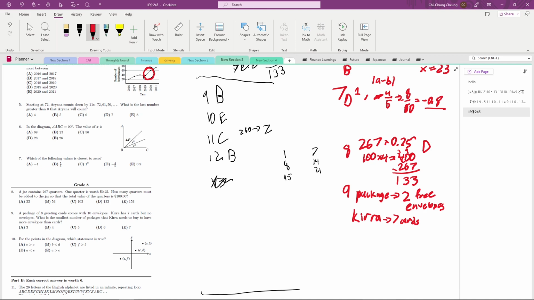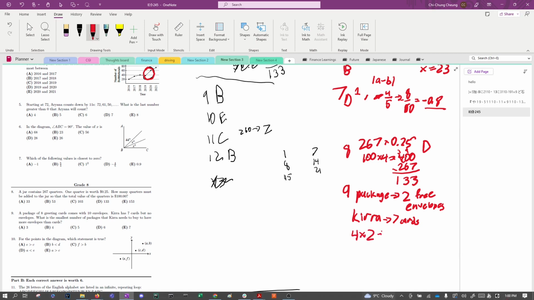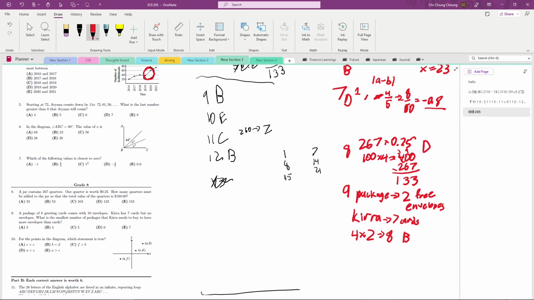So if you get 3 of the packages, right? 3 packages times 2 free envelopes is 6 free envelopes. But Kira has 7 cards, so 3 is not enough. You need one more, which is 4. Because if you get 4 packages, and each one has 2 free envelopes, that's 8 free envelopes. Kira has 7 cards, so that's just large enough. So 9 would be B.